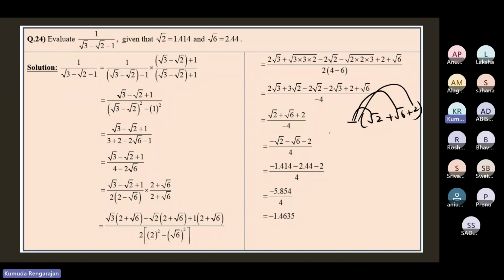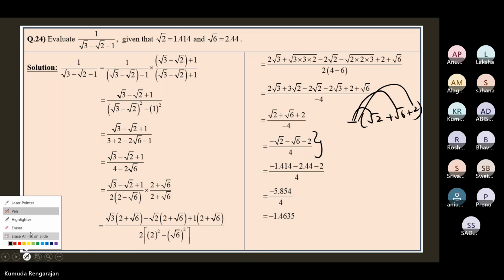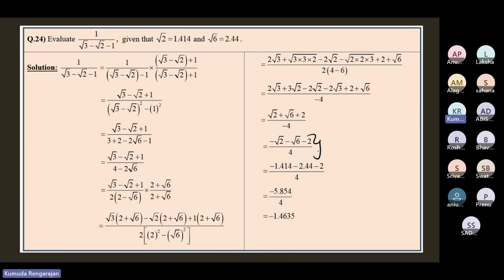Now at this point, we have completely simplified. Now use the values of root 2 and root 6 given. So simplify this. You get minus 5.854, divided by 4.